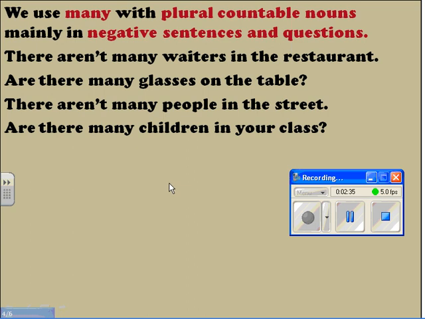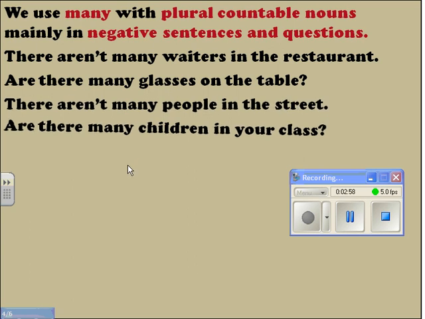There aren't many waiters in the restaurant. Waiters here. Can you count the waiters? Of course, yes. So we use with it many because it's a countable noun. We can count it. Are there many glasses on the table? Okay, here, glasses. Can you count the glasses on the table? Of course, yes. So we'll use with it many because it's a countable noun.